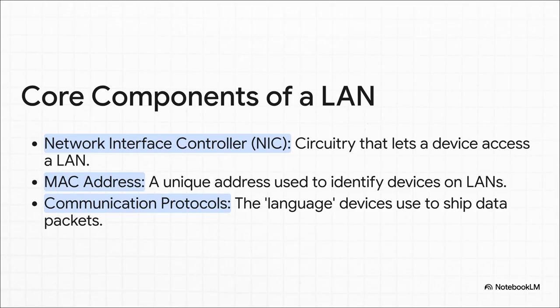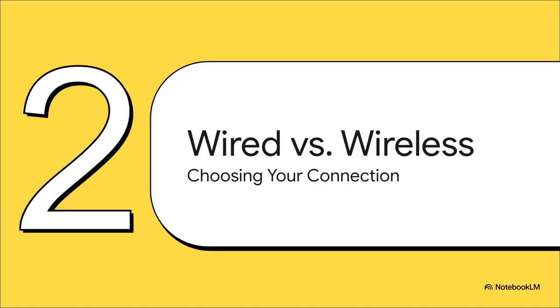First, every single device needs a network interface controller, or a NIC. That's the actual piece of hardware that lets it connect. Baked into that NIC is something called a MAC address, and you can think of that as a totally unique fingerprint for your device. No two are alike. And finally, you have communication protocols. This is just the common language, the set of rules that all your devices agree to use so they can actually understand each other.